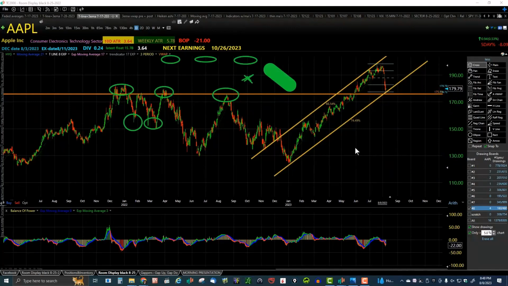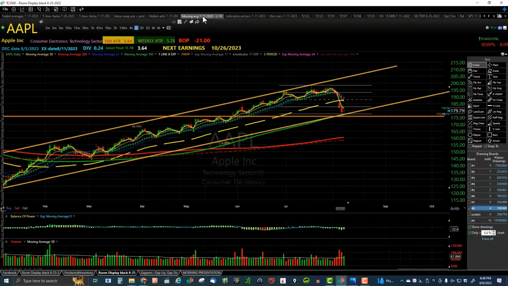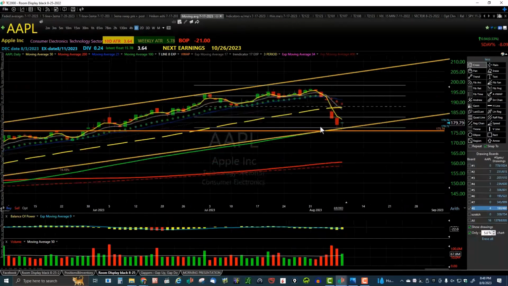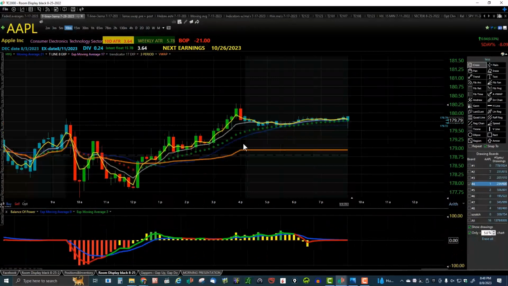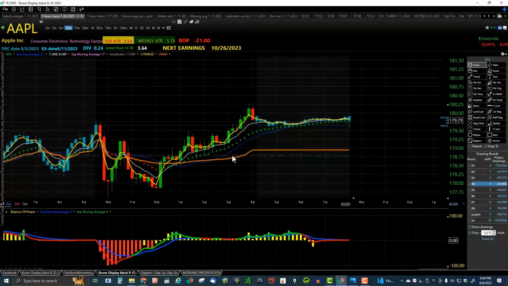The VWAP is not on this chart, but I have it on this chart right here. Actually, let's try this one. See the brown line? It's right here. This is the VWAP.